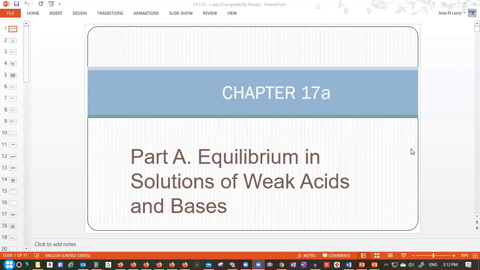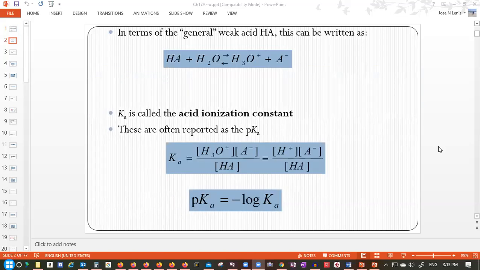Again, this chapter 17 is still acids and bases chapter, but dedicated especially to weak acids and weak bases. Here I wrote a summary of what we did last time, so I'm going to go very quick on this first slide because this is just a repetition of what we did last time. You can use this for reviewing.